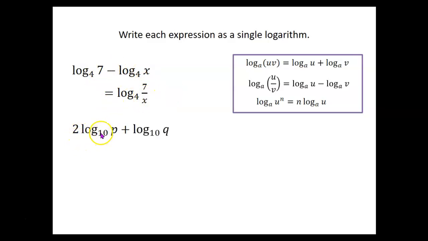What about 2 times the base 10 log of p plus the base 10 log of q? Now, I might as well just write these as plain old log, because log to the base 10 is the common log, what we usually mean when we just write log without a little number down here. And then 2 times the log of p, we can write that as the log of p to the 2 power. So now we've got log of p squared plus log of q. And by using that first property, we can combine those into the log of p squared times q.